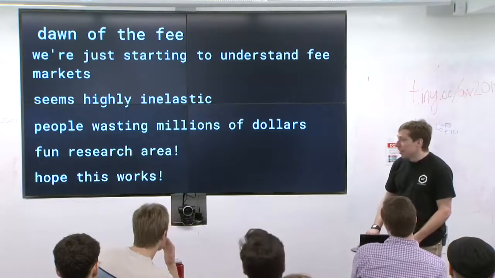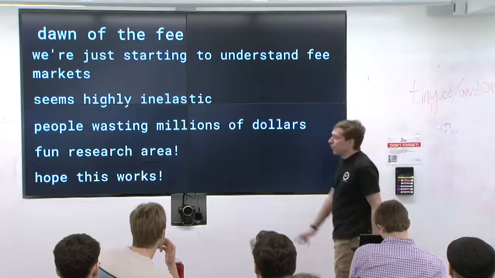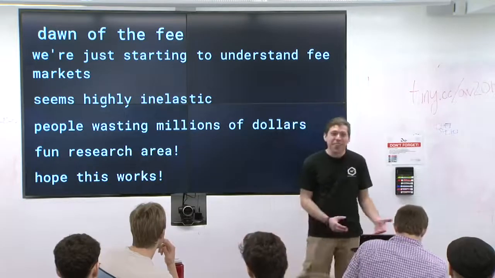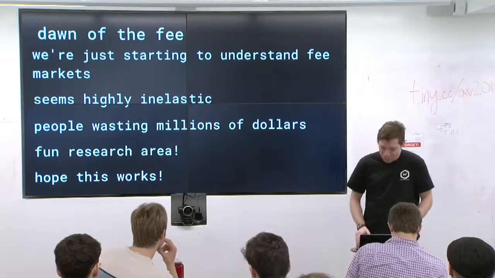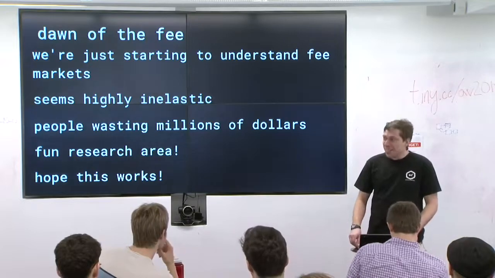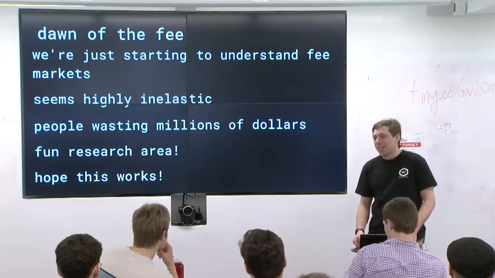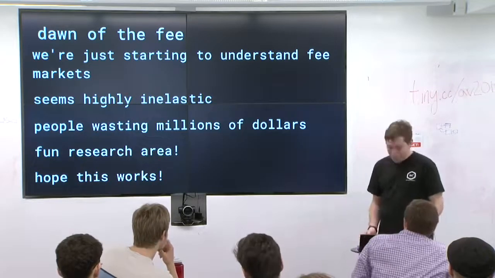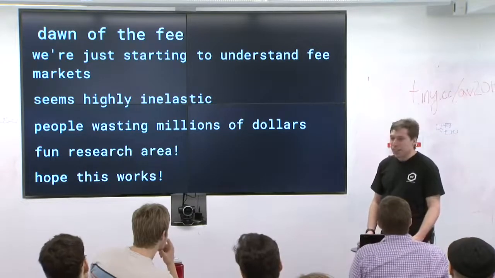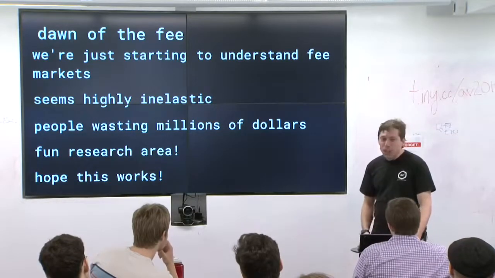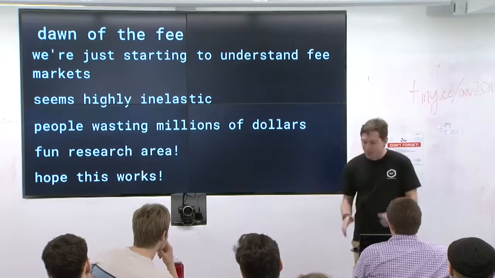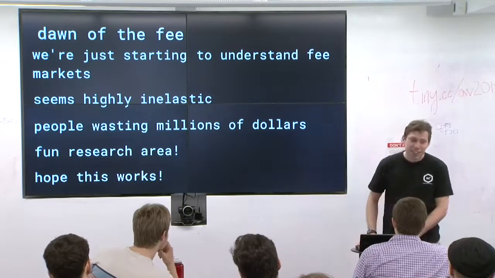It is a fun research area. And it's definitely research. And so I'm like, yeah, I hope this works. We don't really know long term if this whole system is stable and works. I think it can, but it's not something to base the global economy on just yet, because we're not quite sure it all really works long term. But we think it does.